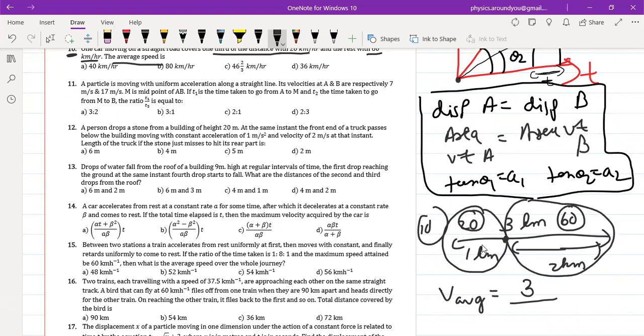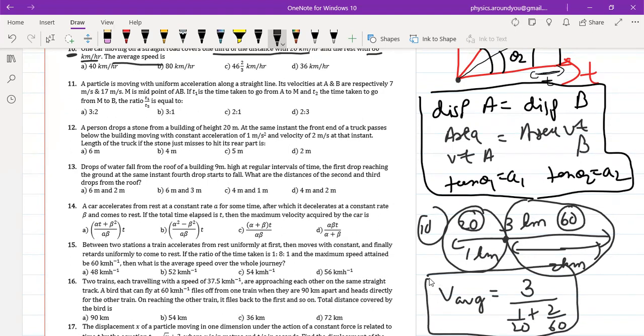Time taken to complete 1 kilometer plus time taken to complete 2 kilometers. So what is the time taken to complete 1 kilometer? This time is distance by speed. So 1 by 20 plus 2 by 60. You calculate this fraction and you will have the answer.